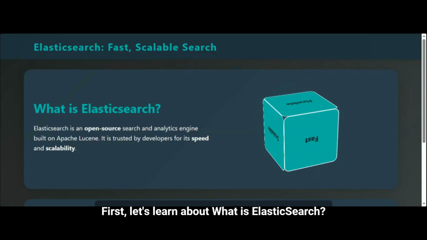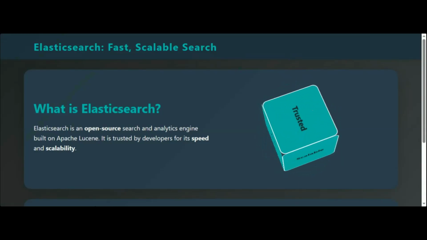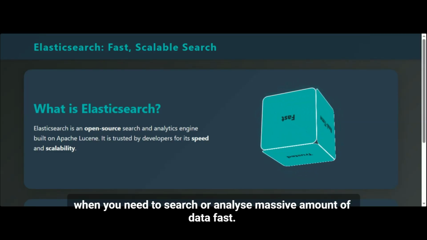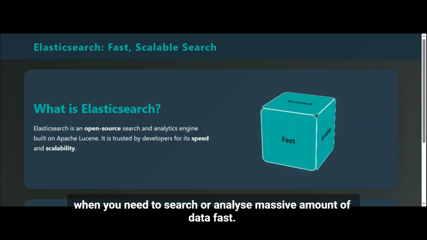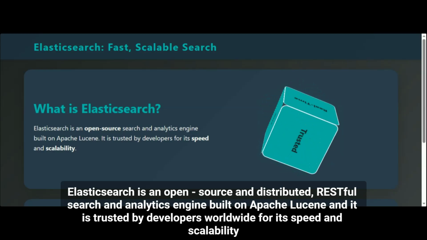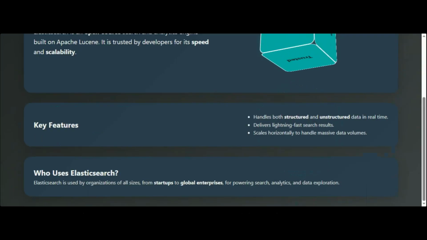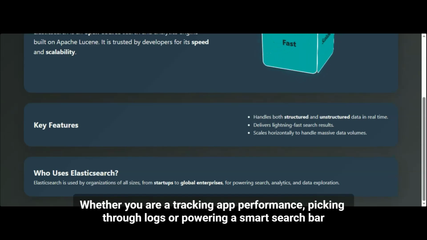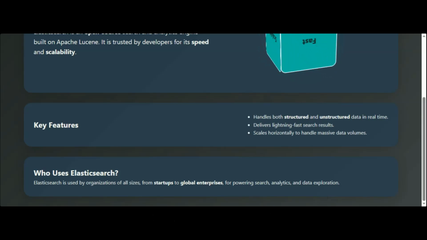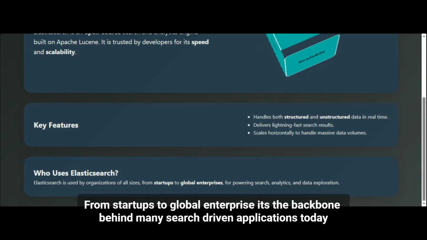First, let's learn about what Elasticsearch is. Think of Elasticsearch as your go-to engine when you need to search or analyze massive amounts of data fast. Elasticsearch is an open-source and distributed RESTful search and analytics engine built on Apache Lucene, and it is trusted by developers worldwide for its speed and scalability. Whether you are tracking app performance, picking through logs, or powering a smart search bar, Elasticsearch makes it easy to handle both structured and unstructured data in real time. From startups to global enterprises, it's the backbone behind many search-driven applications today.